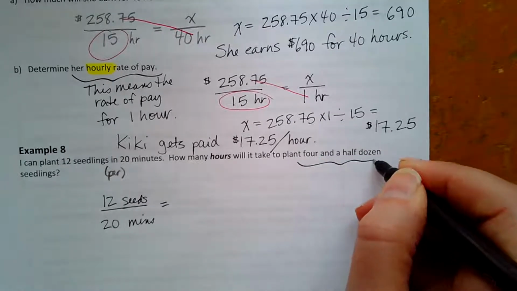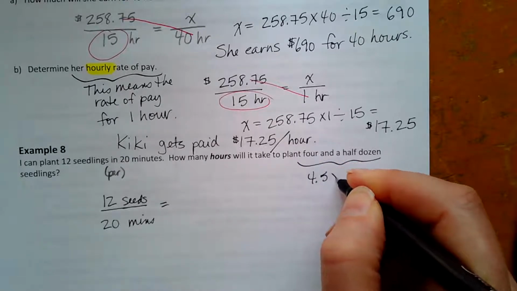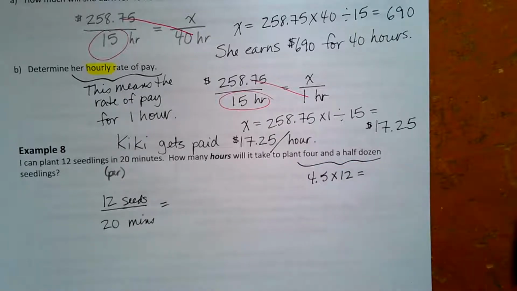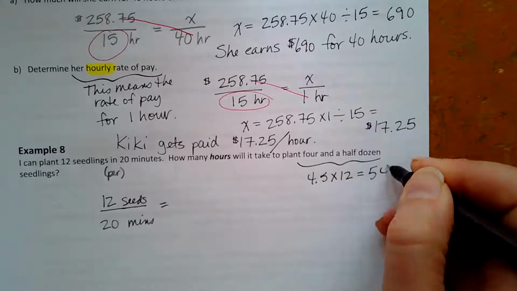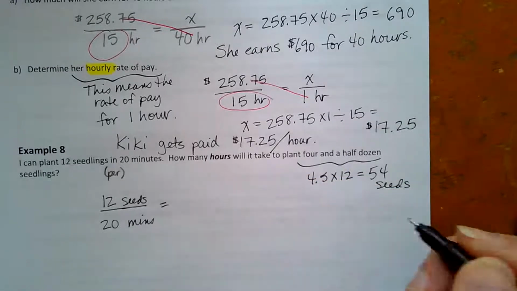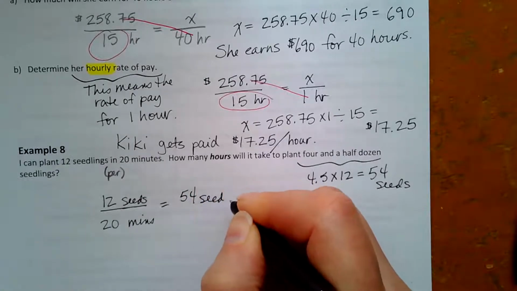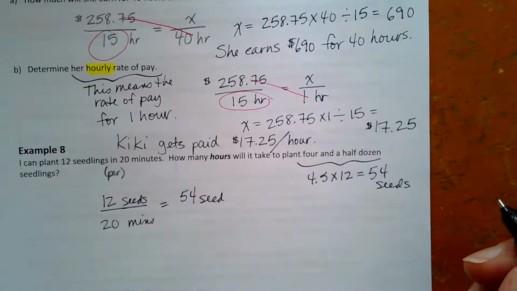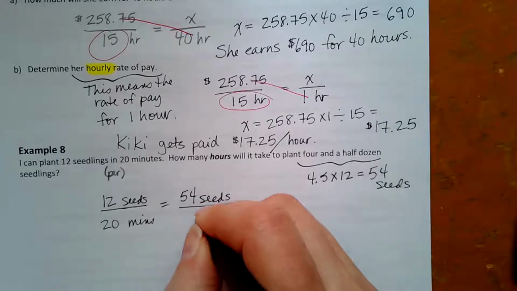Okay, well, first of all, what's 4.5 dozen? 4.5 times 12, right? Let's see what that is first. 54. 54 seedlings. Seedlings are just seeds, right? Or baby plants that grew from seeds. Okay, so I have 54 seeds and I'm solving for X.